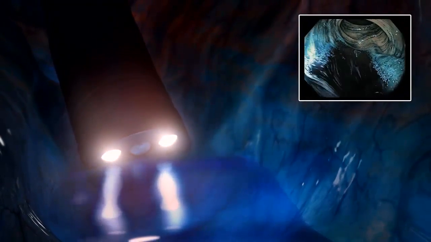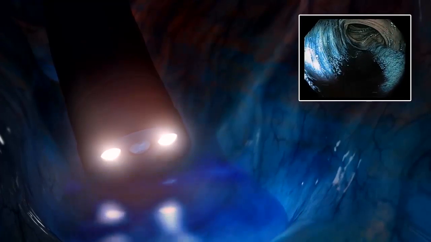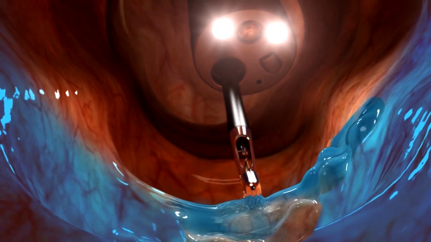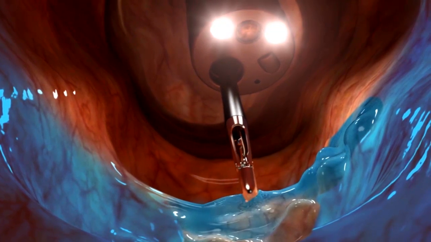Once each section is stained, the excess dye is suctioned, and the colonoscope is reinserted up to the proximal area of the section to be tested. It is important to biopsy all mucosal abnormalities viewed with chromoendoscopy.